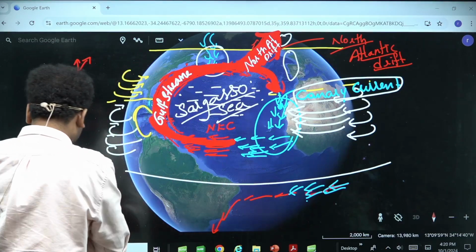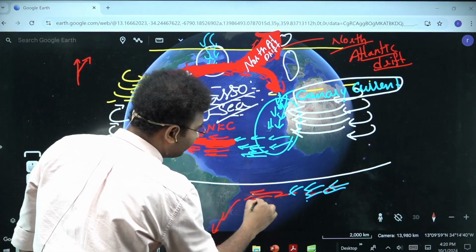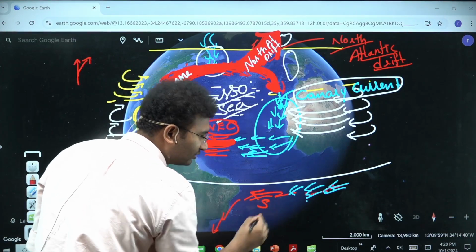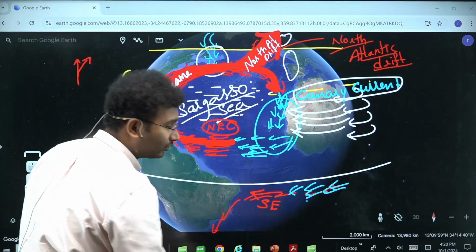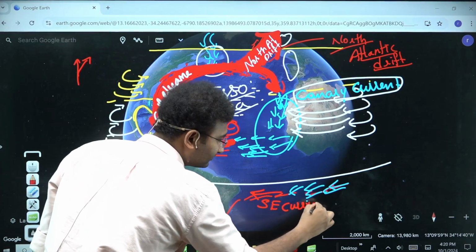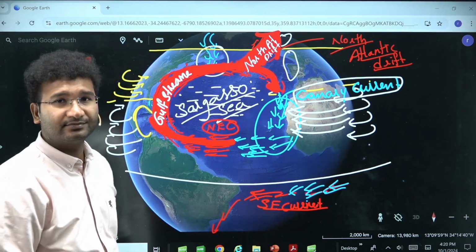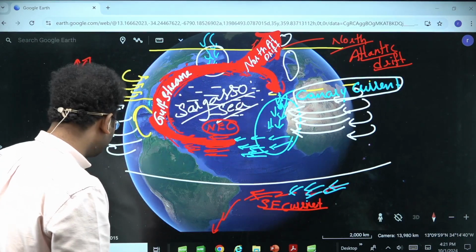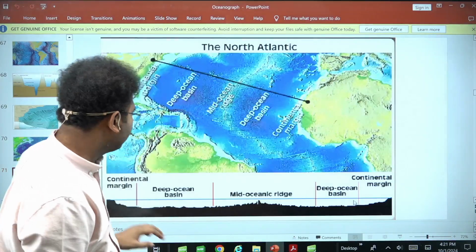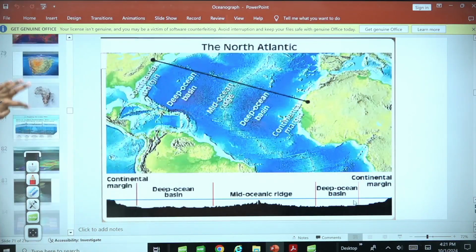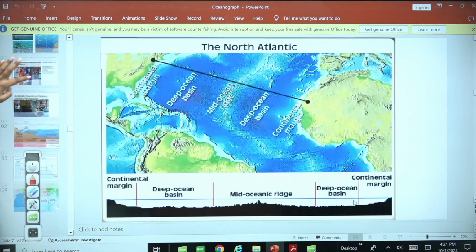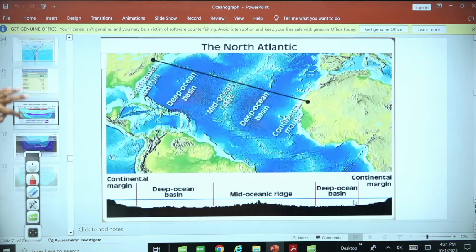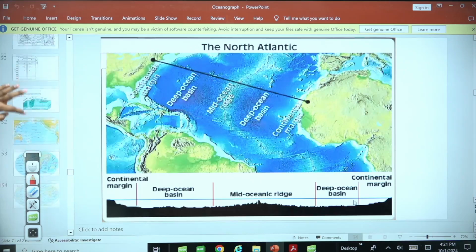Now, the water which is moving in the southern hemisphere, near the equator, is the south equatorial current. This is the south equatorial current. If you're okay, let me erase and then I'll show you what are the names of the currents that are given. In a similar manner, you go to the Pacific Ocean as well. The Pacific Ocean will also have similar kinds of currents. Let me show you the names of these currents which have a unique phenomenon.